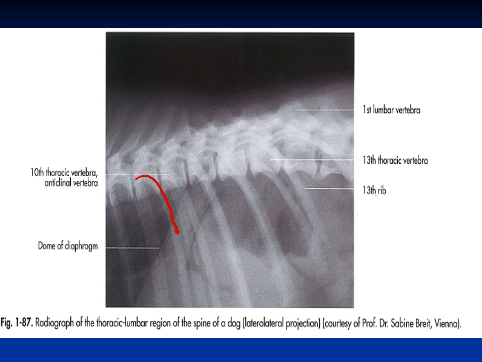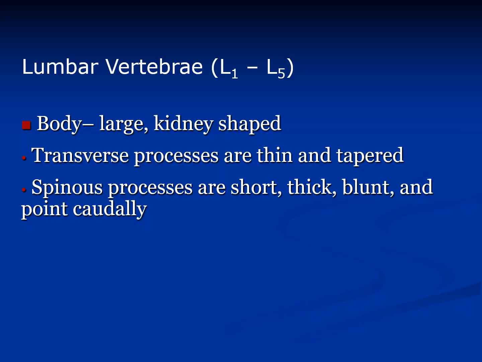Again, this is the area of the ribs, and we can see here they articulate with the thoracic vertebra. They articulate the head with the demifacet formed from the caudal and cranial costal fovea, and the tubercle is going to articulate with the transverse costal fovea.